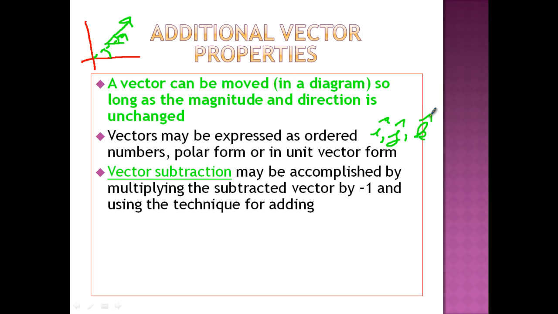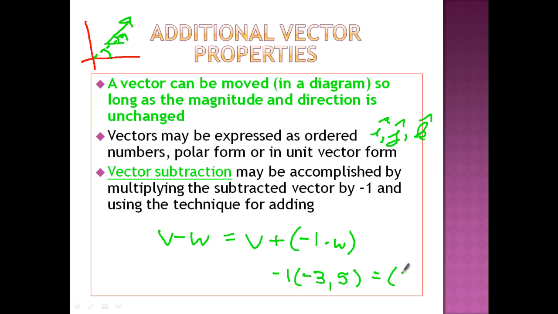Vector subtraction may be accomplished by multiplying the subtracted vector by -1 and using the technique for adding. So if I have v minus w, it's the same thing as v plus -1 times w, which sometimes makes it a little easier to see what's going on. For example, if w equaled -3, 5, and we multiply that by -1, we would get 3, -5, and that would be a lot easier to add to v.